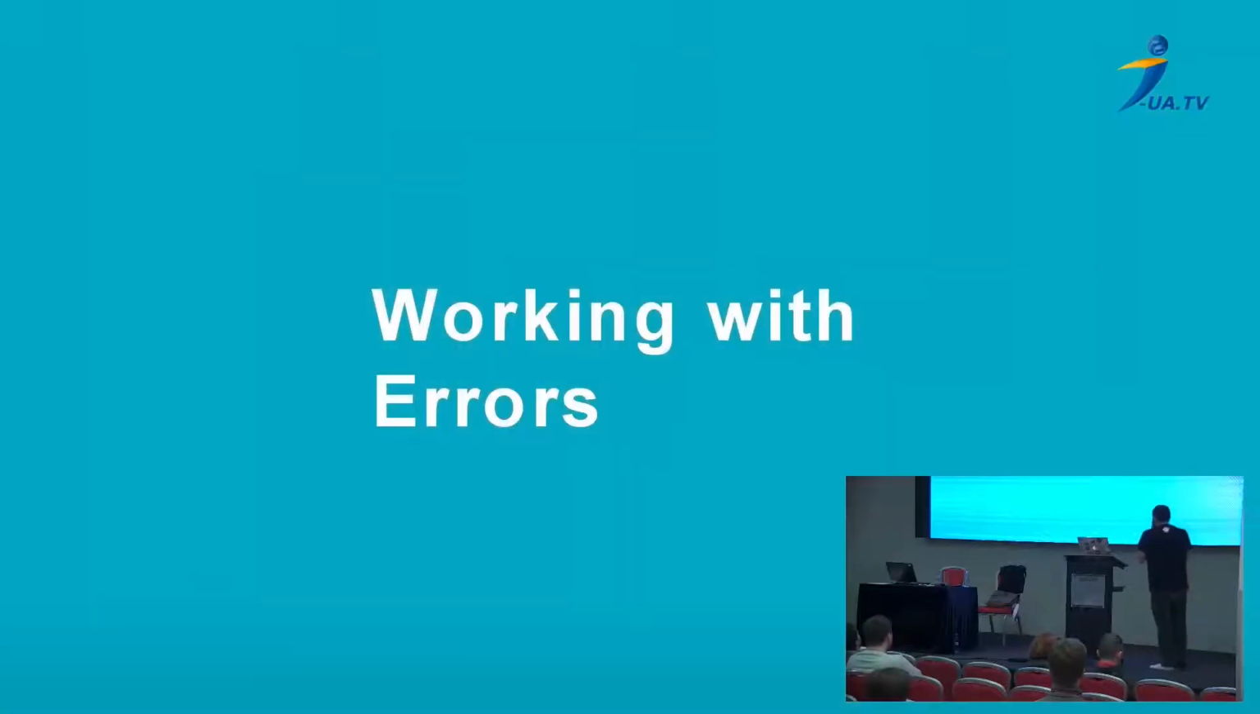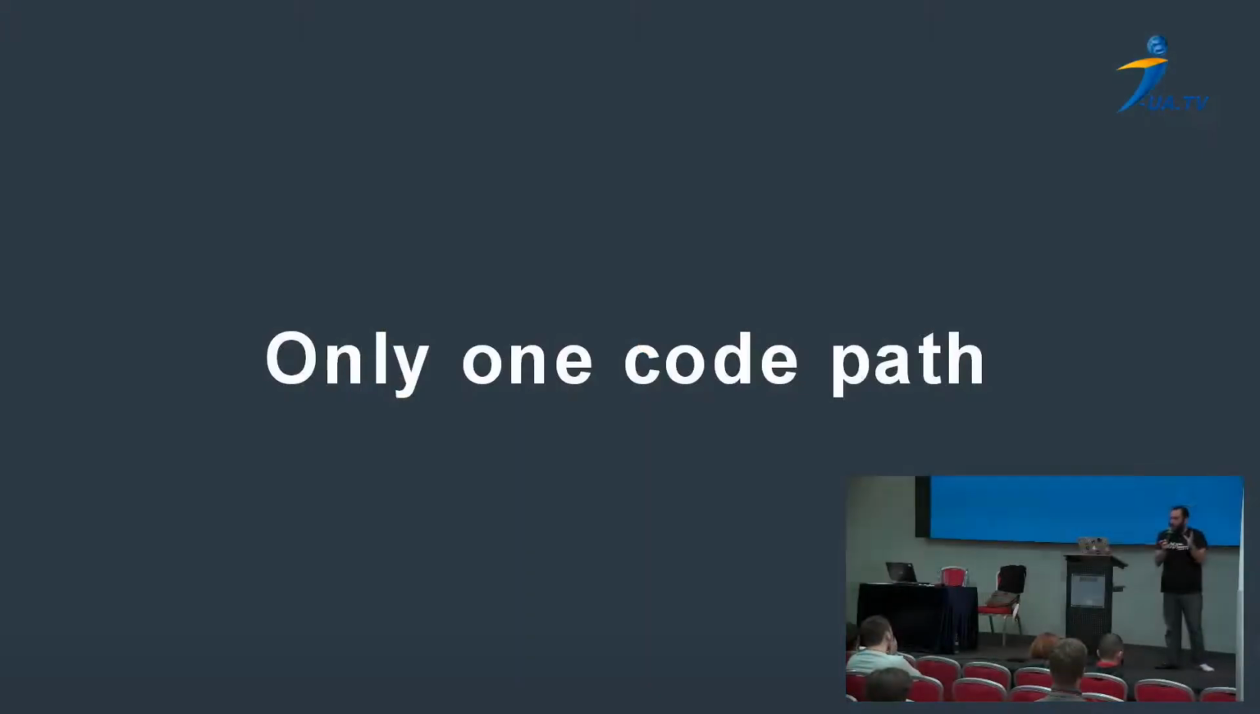Next one, working with errors. The big problem that we always have in Java, in Android, is that we are all the time using exceptions, and we throw exceptions. An exception is something that must be exceptional, not something that we expect. If it's something that we expect, we don't need to create an exception.